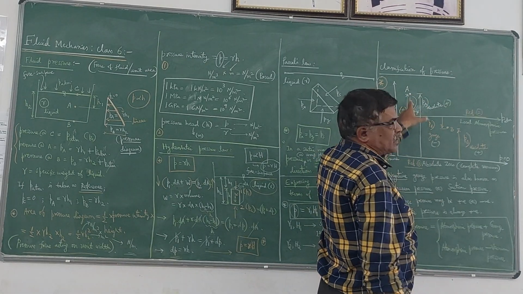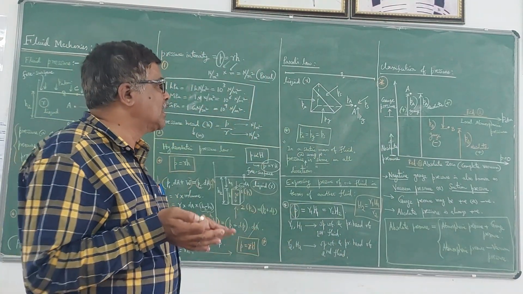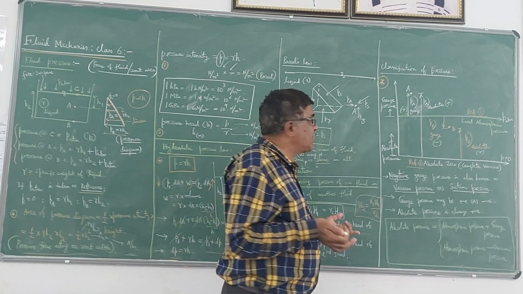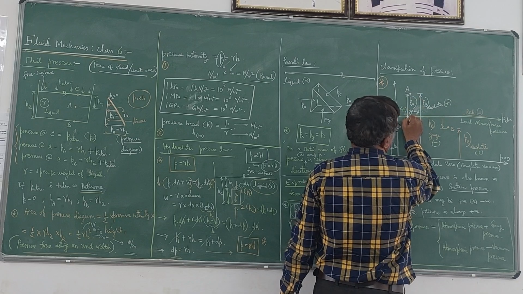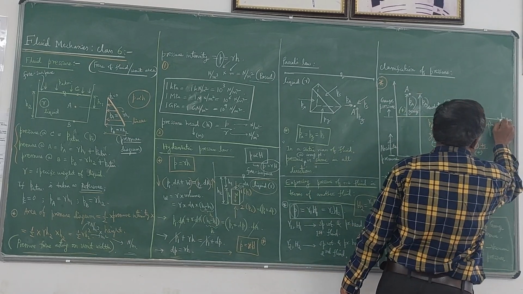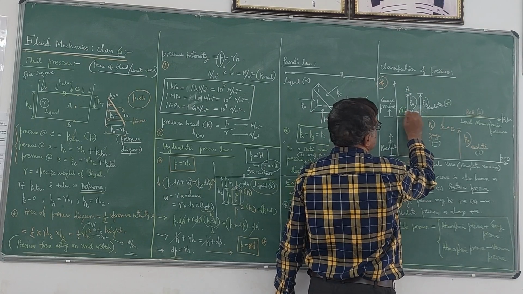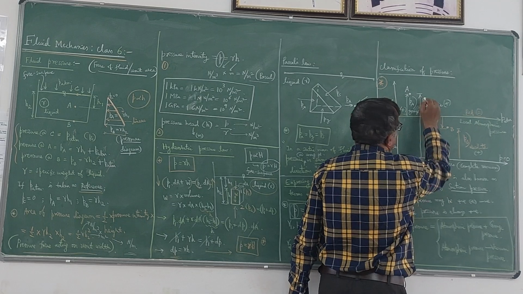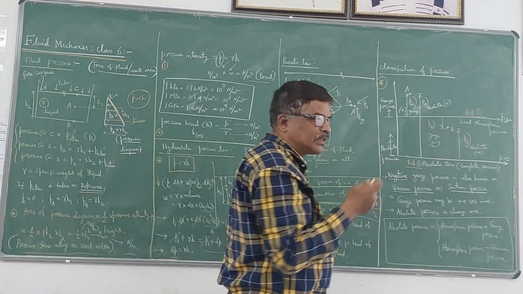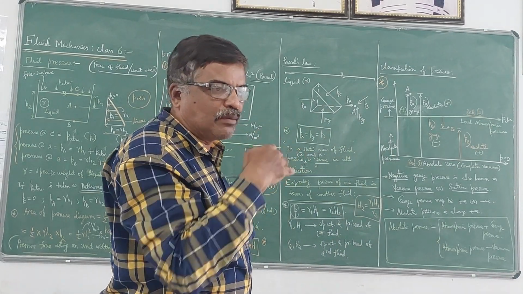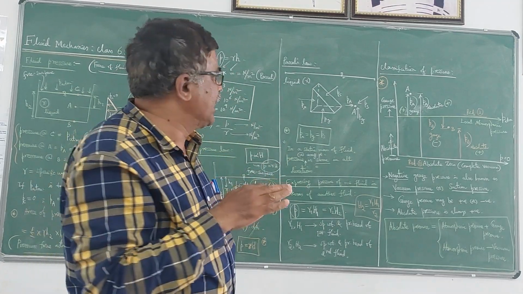This is called gauge pressure at A. It is the same point, but we are expressing pressure with respect to two different references or datums. You can observe that gauge pressure is positive because I am measuring above the local atmospheric pressure, and absolute pressure is also positive because it is above absolute zero. If the point is above the reference point, the pressure is positive. If the point is below the reference line, it is negative.